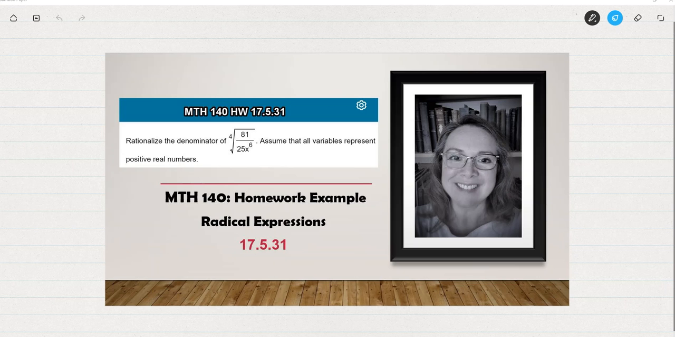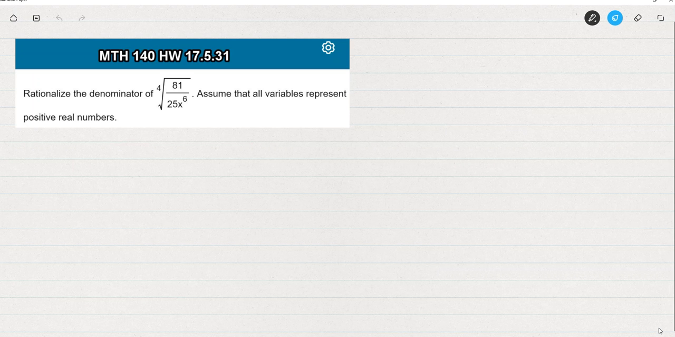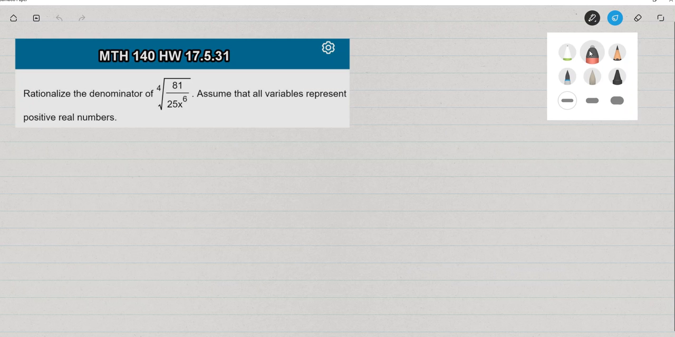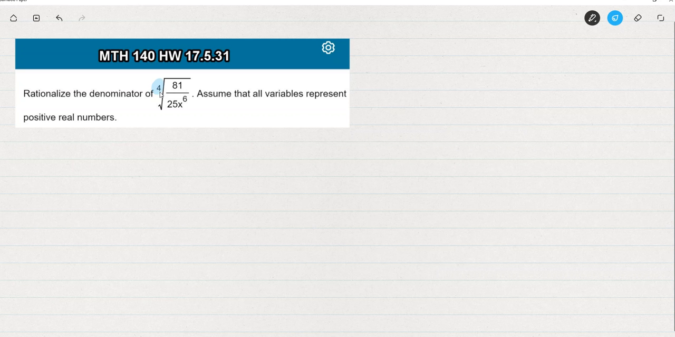In this video, I will walk through a few examples of rationalizing the denominator. Now, for this first example, we're going to notice that it's a fourth root, and the first step that you want to do is notice what type of root it is. Because this is a fourth root, what we're going to look for is how to group the prime factors into groups of four.